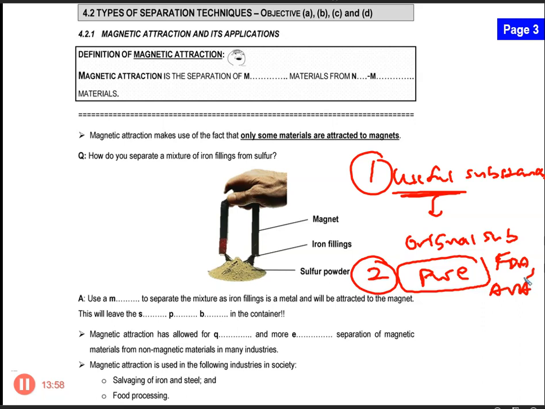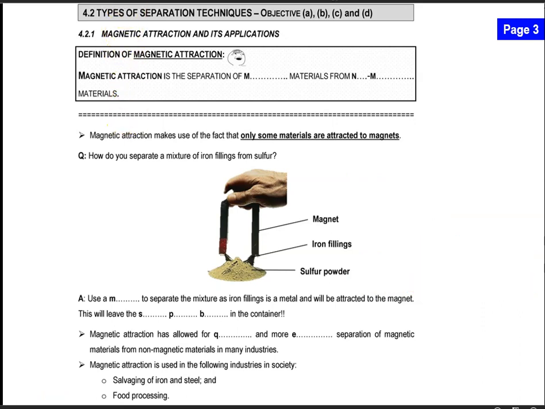Okay, so now let's move on to 4.2. Now in 4.2, we're going to be discussing the types of separation techniques. You can go back to page 1 and look at what are your objectives A, B, C, and D. Okay, so first of all, we are going to be talking about the first type of separation technique, and that is known as your magnetic attraction.